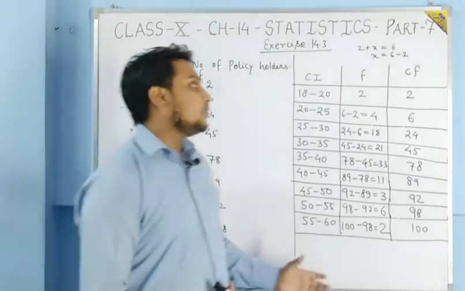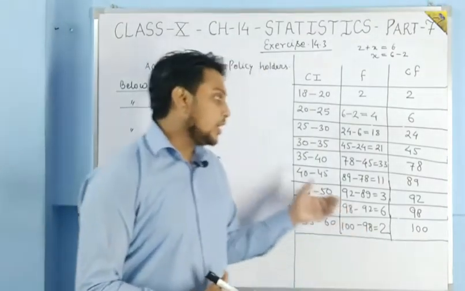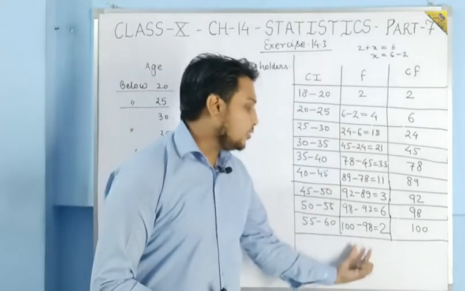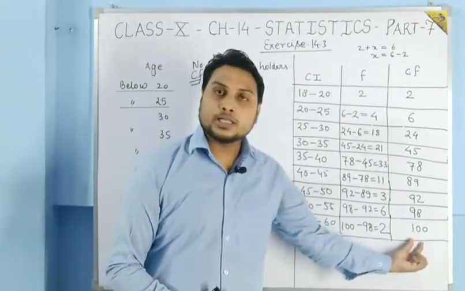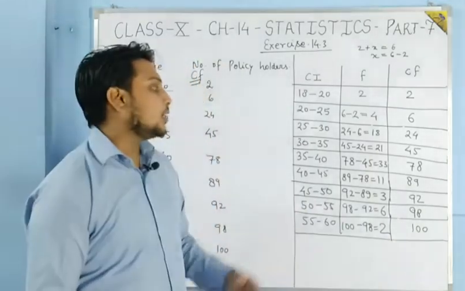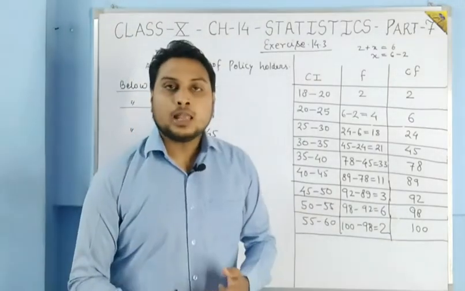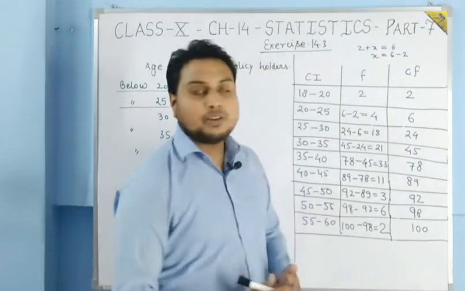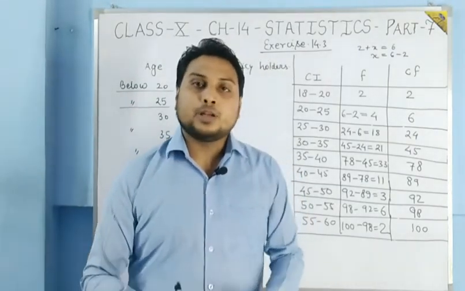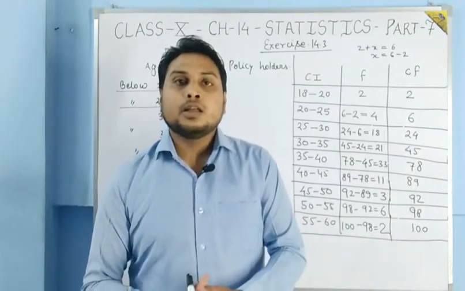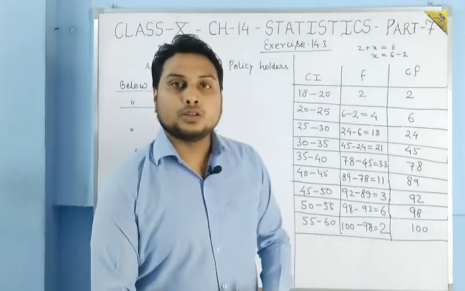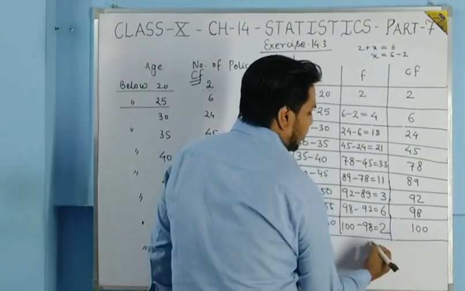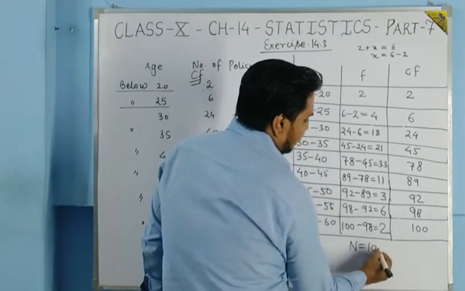Now once we have made this table, we can decide our median class by finding the value of n. n is 100, you can see. By deciding the median class, we'll get the value of L, we'll get the value of h, we'll get the value of CF, we'll get the value of f, and by putting all these values in the formula, we can solve the question. Okay students, see, it is very easy. The value of n is 100.